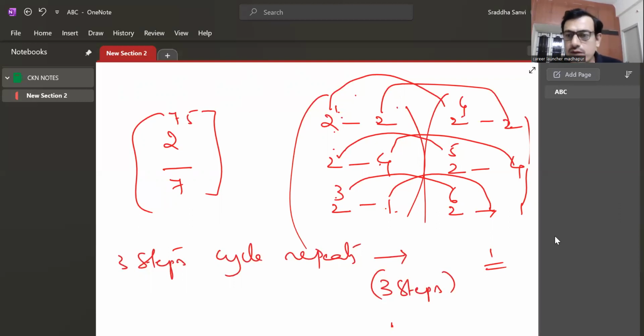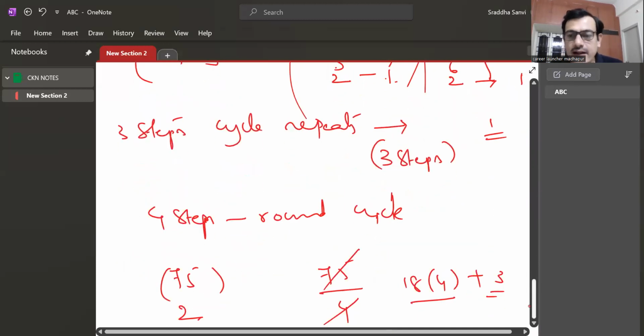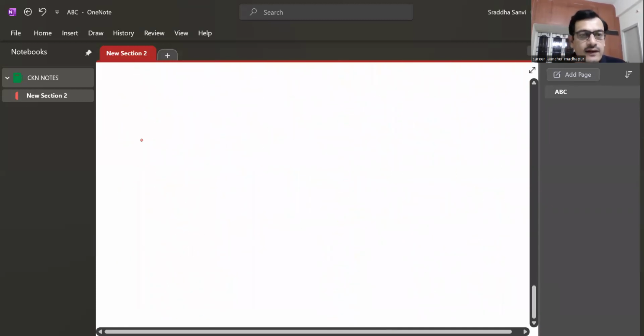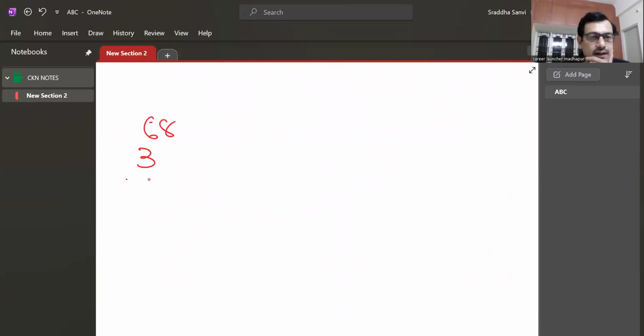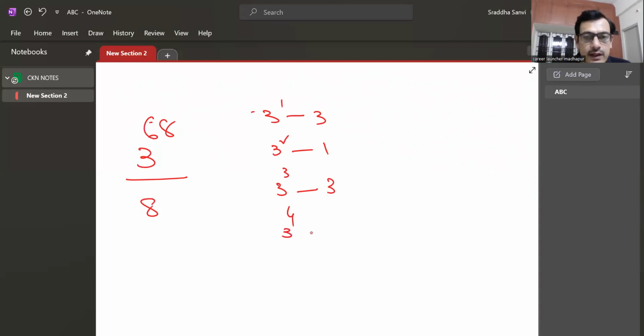It's not one question. We will solve a few more questions here so you can understand in a better way. For example, they gave me a question: 3 power 68 divided by 8. What is the remainder? 3 power 1, 3 divided by 8, 3 remainder. 3 squared, 9 divided by 8, 1 remainder. 3 cubed, 27 divided by 8, 3 8s are 24, remainder 3. 3 power 4, 81 divided by 8, 1.